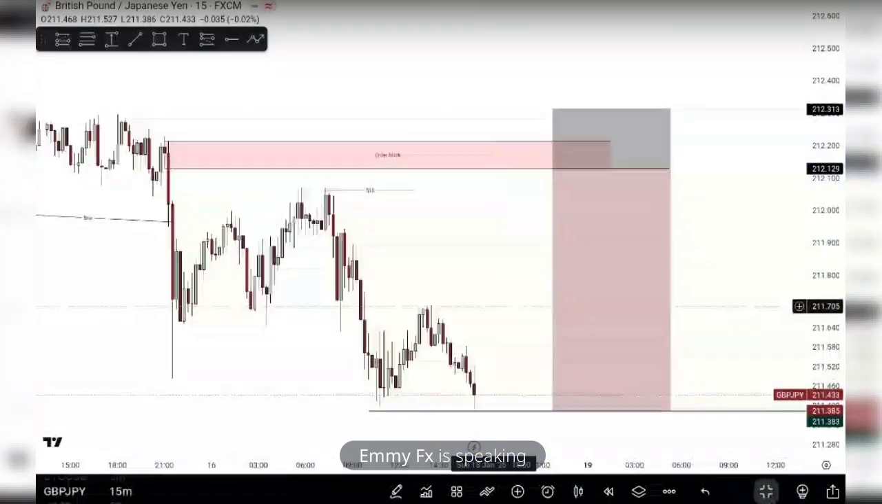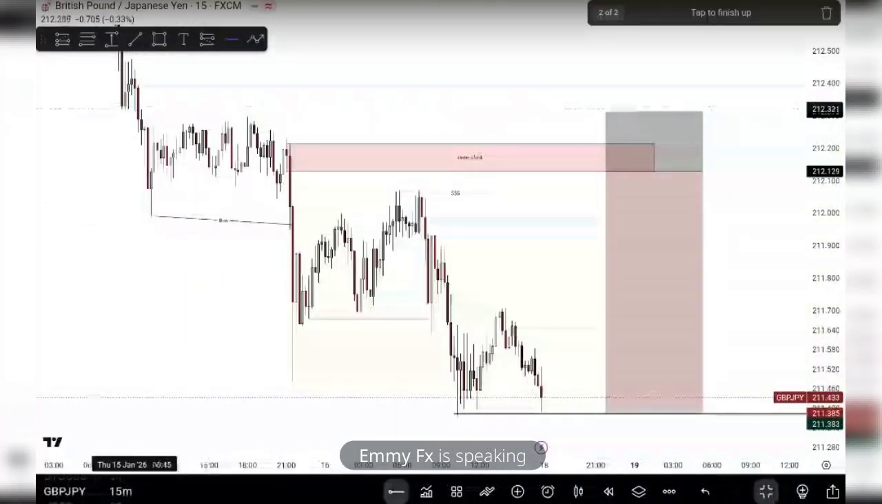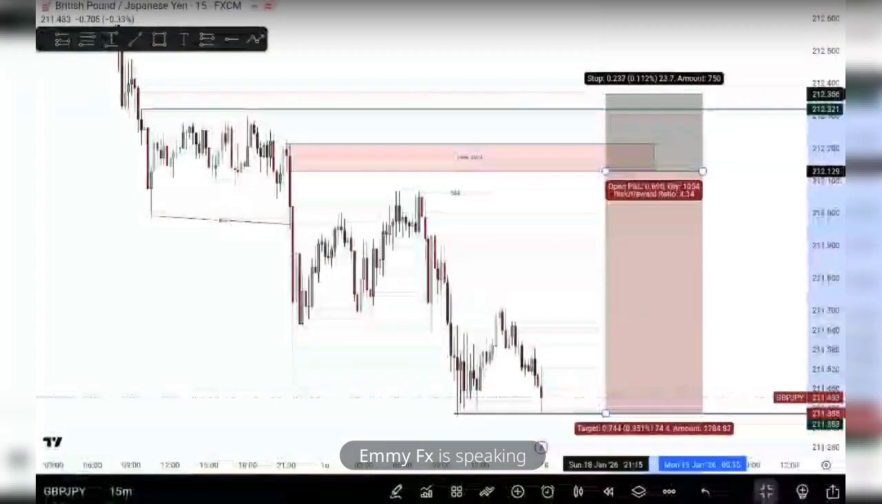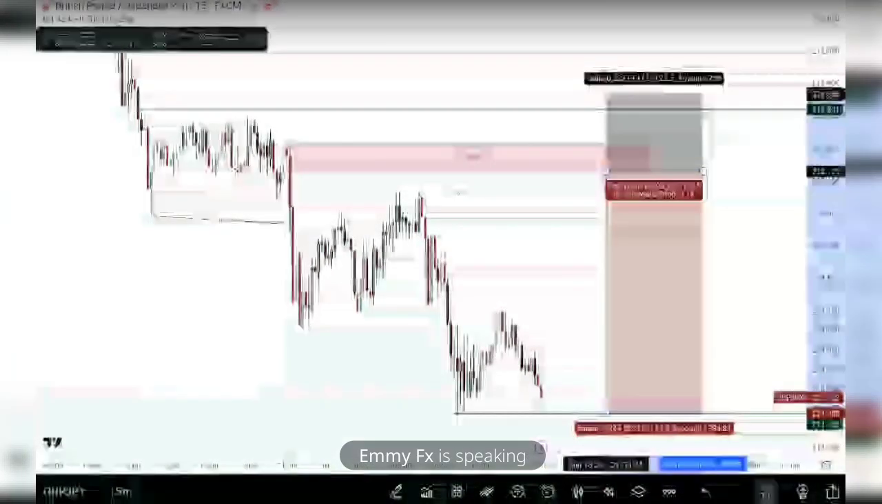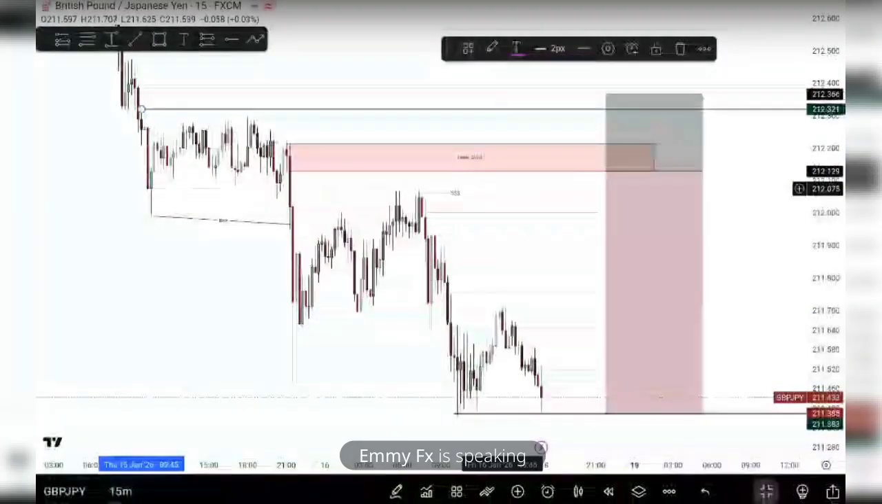Then the stop loss is going to be above this size. So our stop loss is going to be here. Those 23 pips away, this is going to be our stop loss. So we are looking for a sell.